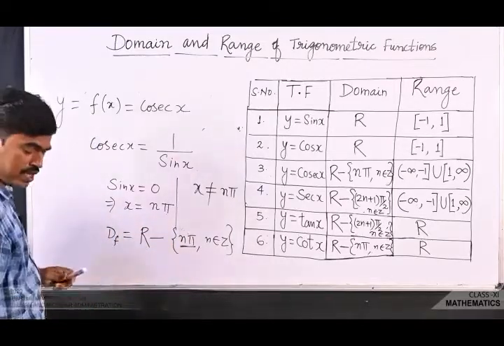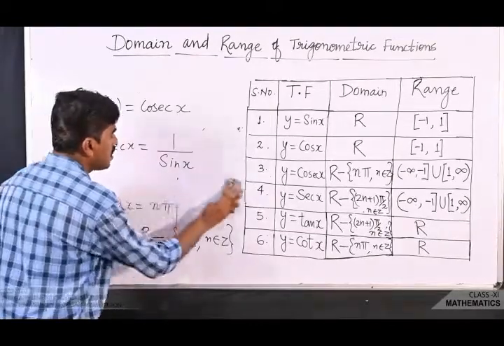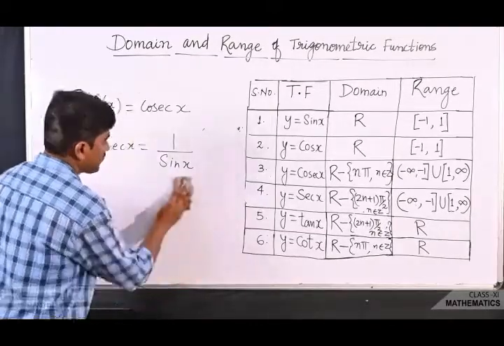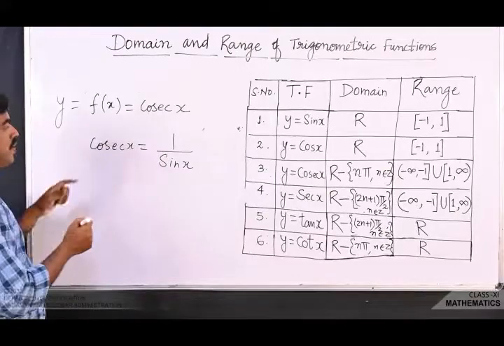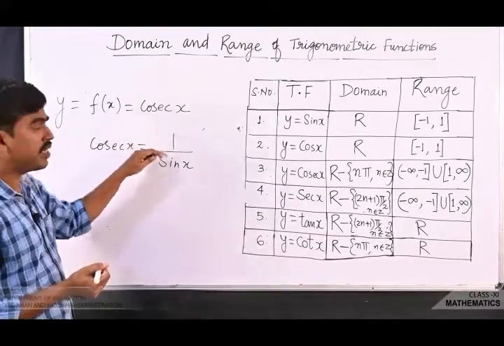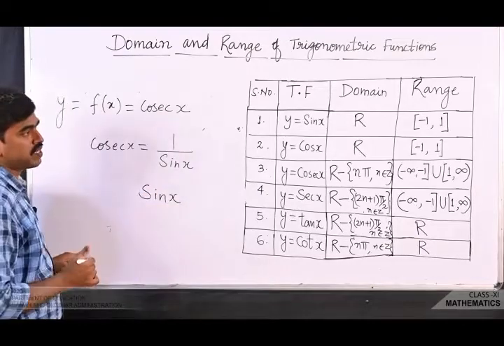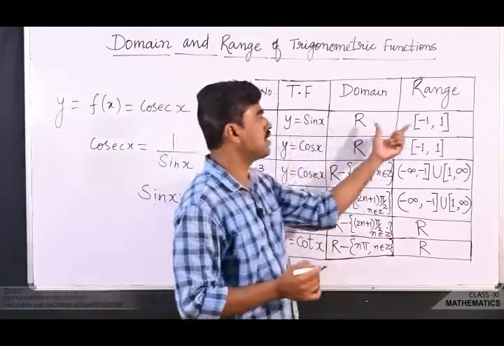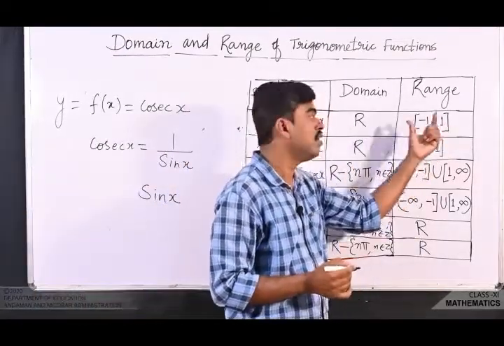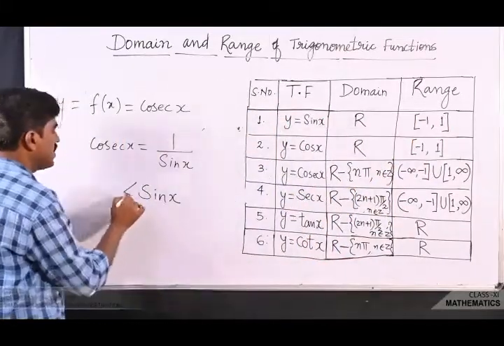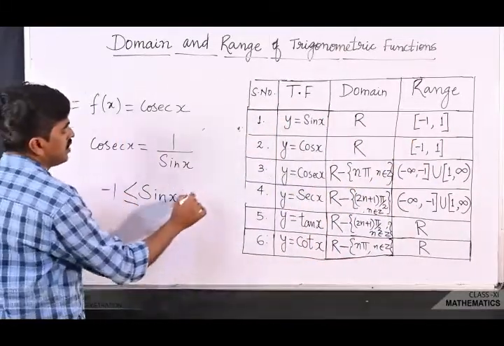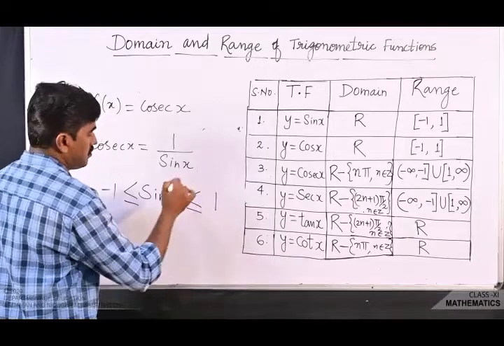Now let's come to the range of this cosec function. What is cosec x? Again, cosec x is 1 by sin x. We know the range of the sine function. What is the range of the sine function? That is the closed interval minus 1 comma 1. So sin x is greater than or equal to minus 1 and less than or equal to 1.